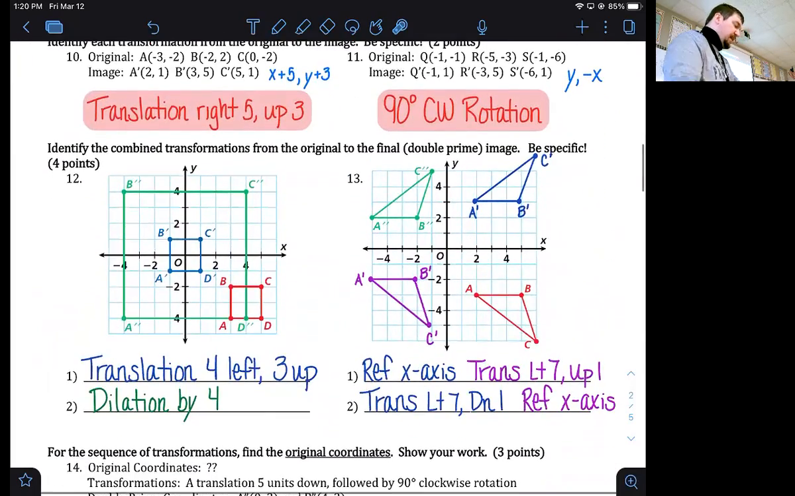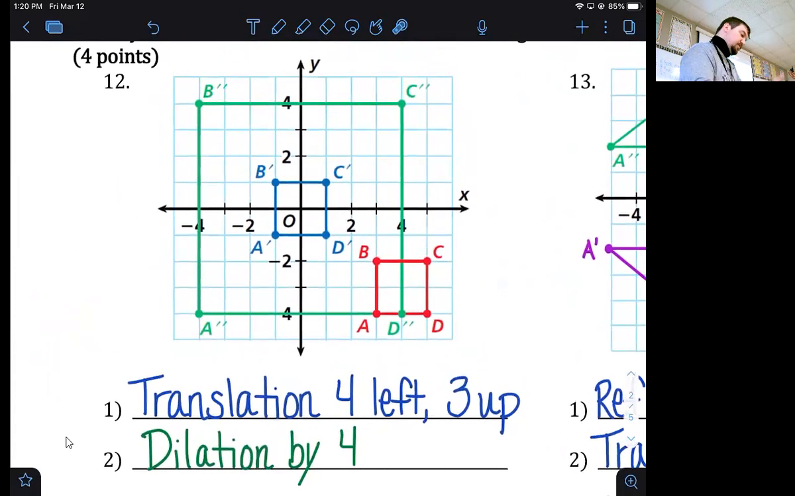Number 12 and 13 and 14 were the 3 most missed problems on the test. Number 12 is easy if you follow the primes. The red square is the original one. And it moves to the blue one, which moves to the green one. Now, I know your test was black and white, but you can still see the primes. And so the first transformation here was a translation of left 4 and up 3. And then once they got it to that spot, they dilated it by 4. Those were 2 points apiece.